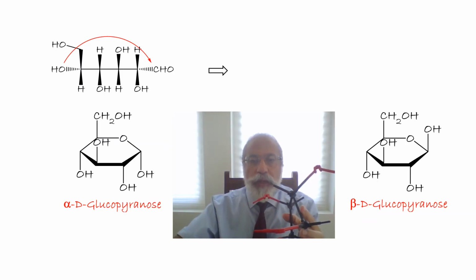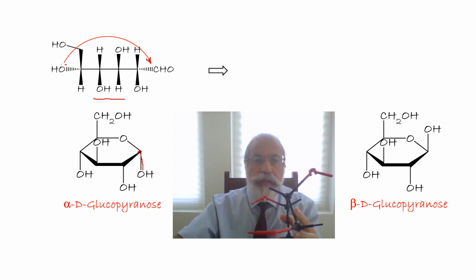Now, having the molecule in that form, the oxygen lone pair will attack the carbonyl carbon to form the six-member ring. This anomeric OH, if it's down, it is alpha. If it is up, it is the beta form.